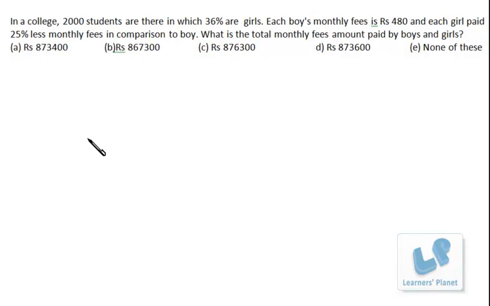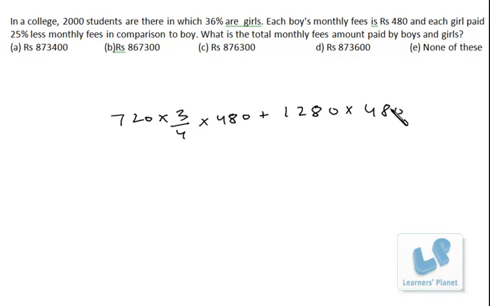Now, in a college, 2000 students are there, in which 36% are girls. That means 64% are boys. Each boy's monthly fee is 480 and each girl paid 25% less fee in comparison to boys. What is the total monthly fees, right? 2000, 36% girls, that means 720 is girls, and the fees of the girls is 3/4 of 480, plus number of boys as 1280 into fees is 480, right?